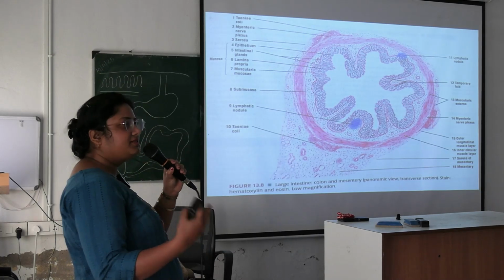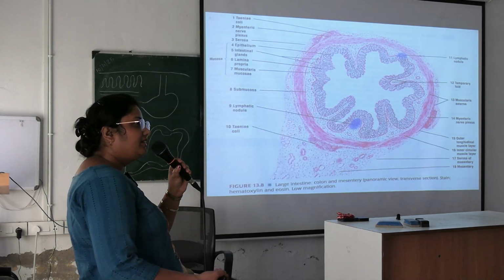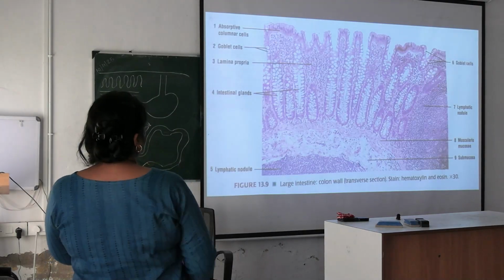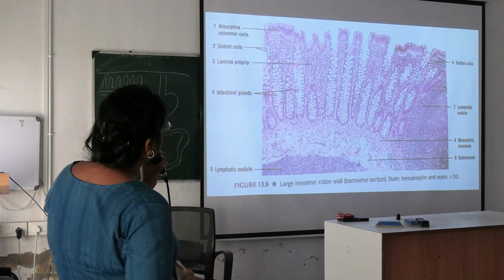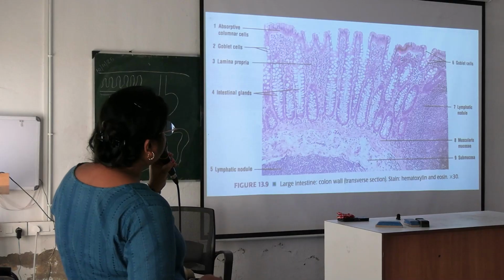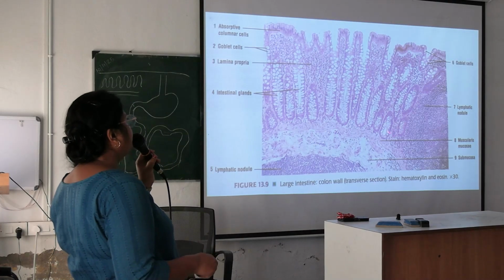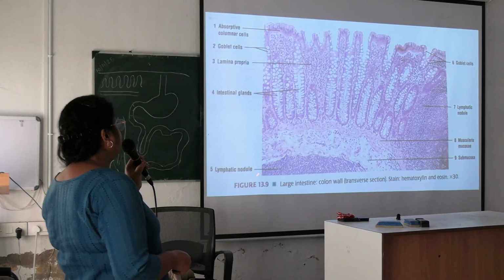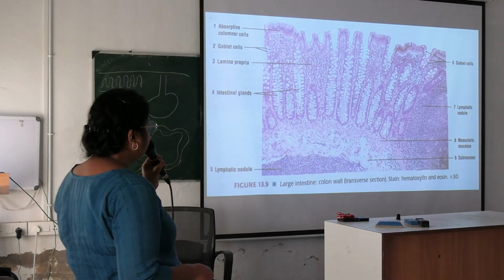Mesentery is present for the transverse colon and sigmoid colon, like this. Like this you will see these goblet cells, columnar epithelium, lamina propria. You will see sections of glands, some lymphatic nodules, some mucosa. Here is another lymphatic nodule.